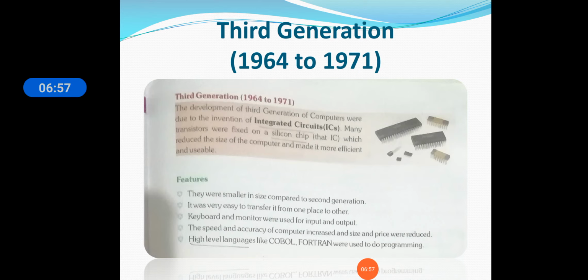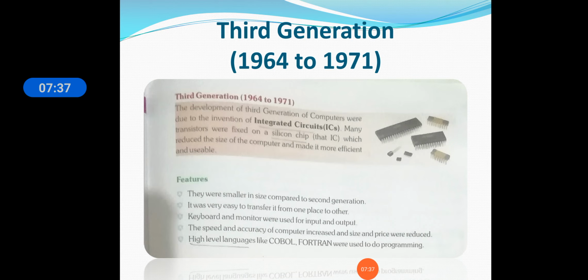The third generation started from 1964 to 1971. It was due to the invention of integrated circuits. The development of third generation computers was due to the invention of integrated circuits. Many transistors were fixed on a silicon chip, that is, the IC, which reduced the size of the computer and made it more efficient and usable. Here you can see silicon chips were used, which reduced the size of the computer and made it more efficient and usable.